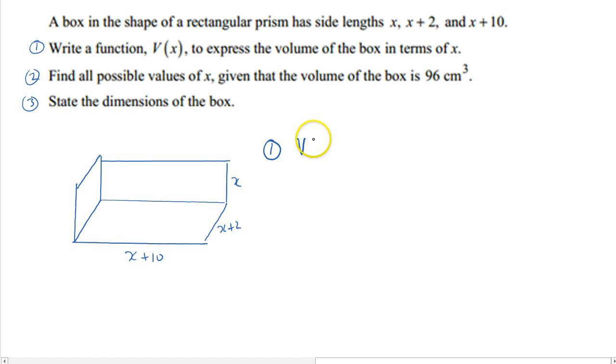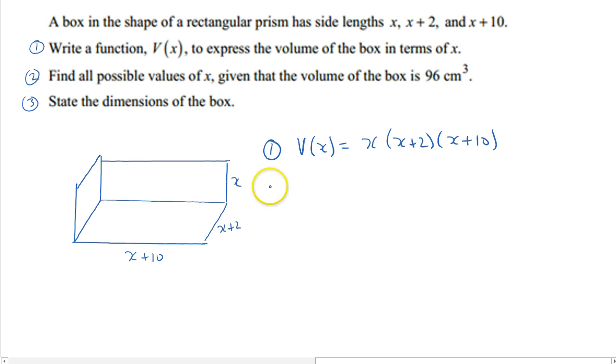We're going to say the volume V of x is going to be equal to the product of those three sides, because the volume of this prism would be length times width times height. It doesn't matter what order I do it, I'm just going to say x multiplied by x plus 2 multiplied by x plus 10.